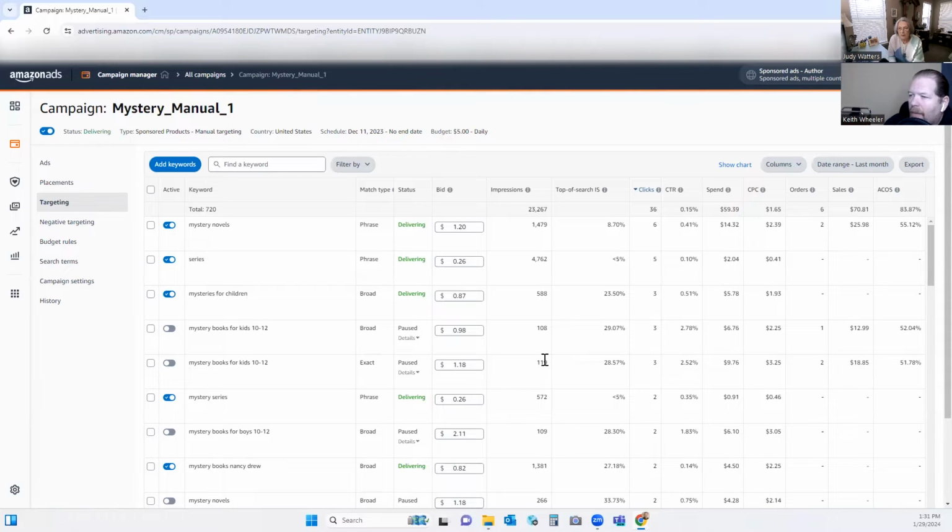And if you think about it, remember what I said about your impressions to clicks. For every 1,000 impressions, you want 1 click. And right now, this one is 119 impressions, and you already got 3 clicks, and you already got 2 sales. And even though $1.18 is a high bid, the bottom line is you're still making money. It's still better than 60%.